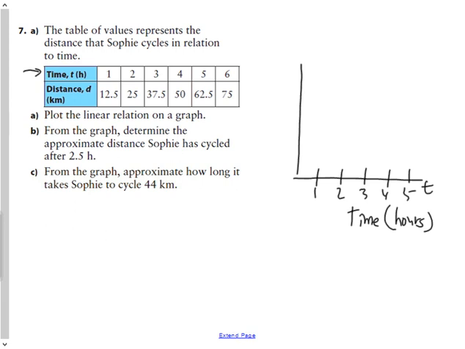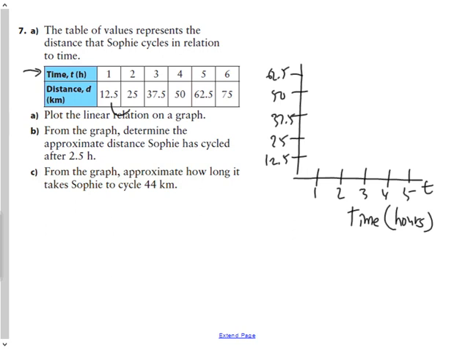And then for distance, it goes up by increments of 12.5 each time, so I don't have to cut anything off. I can simply go 12.5, 25, 37.5, 50, and then, well, it only goes 5, 62.5.